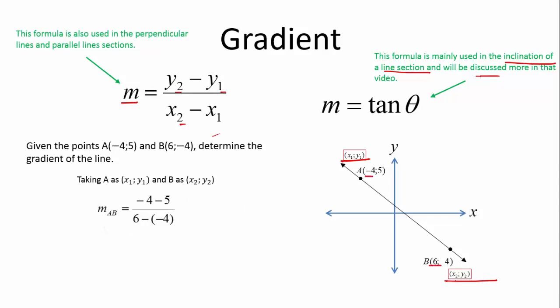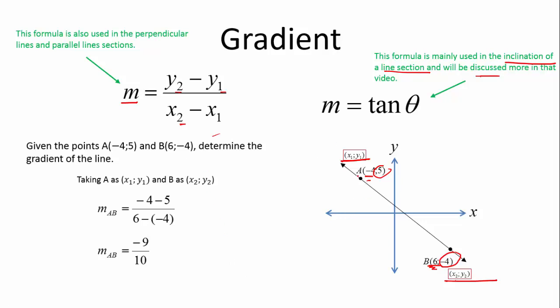Okay, let us continue. So we have y2 minus y1. What is y2? y2 is negative 4. Minus y1 is 5. Negative 4 minus 5. Then we're going to have x2 minus x1. 6, which is x2, minus negative 4, right? So we're going to simplify that. It's negative 9 over 10. So the gradient is negative 9 over 10.